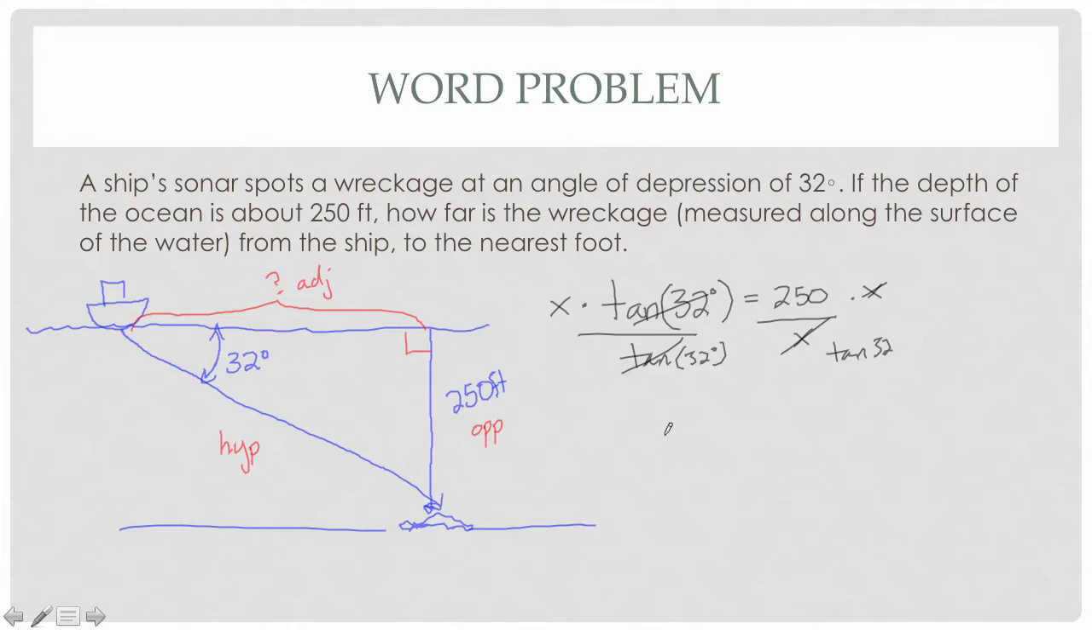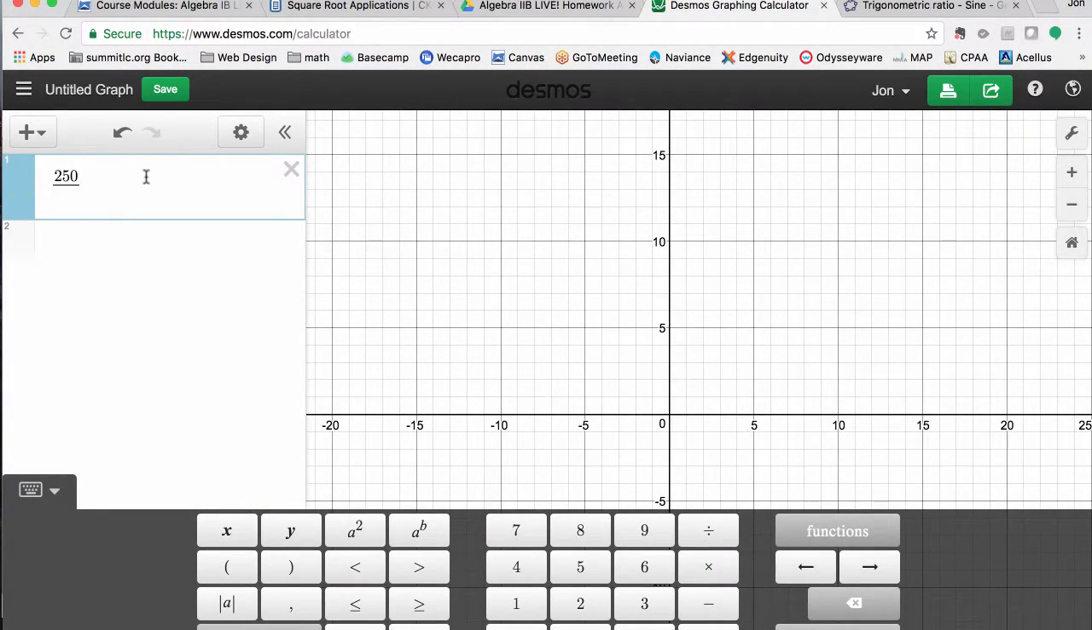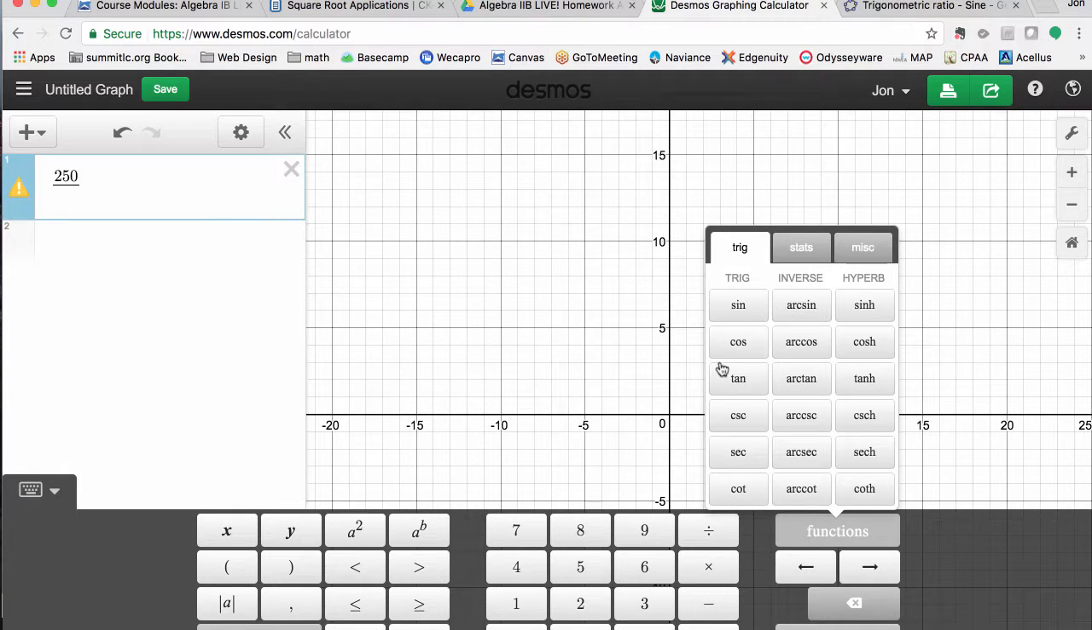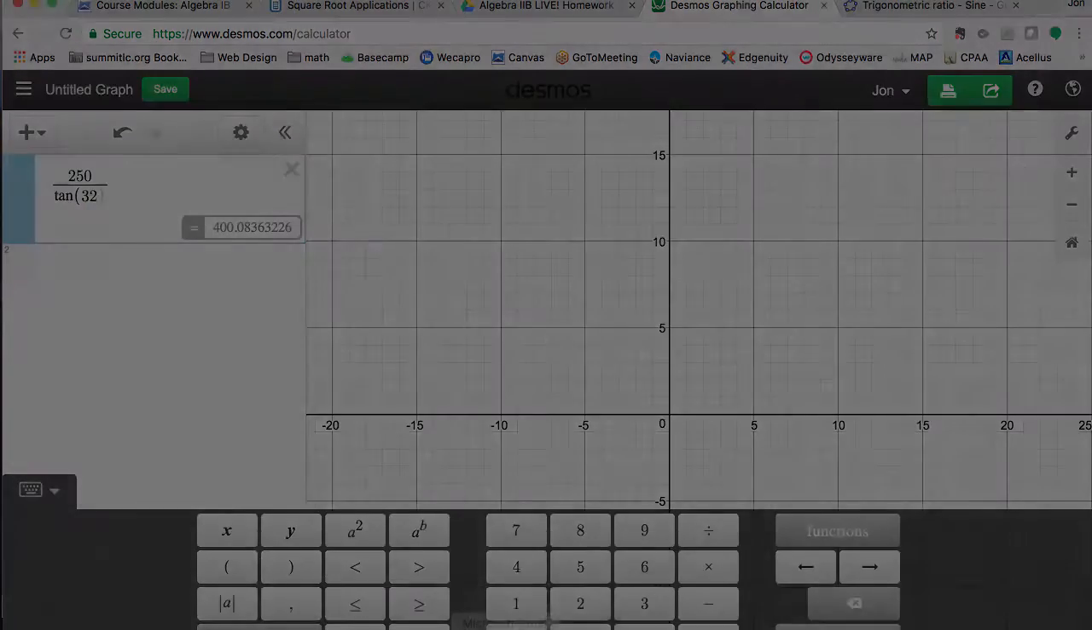So what we end up getting is that our unknown value x equals 250 divided by the tangent of 32 degrees. Okay, so let's calculate that out. We go 250 divided by, let's pull up tangent of 32 degrees. It's 400, almost 400 exactly. Look at that. All right, let's go back to our problem.